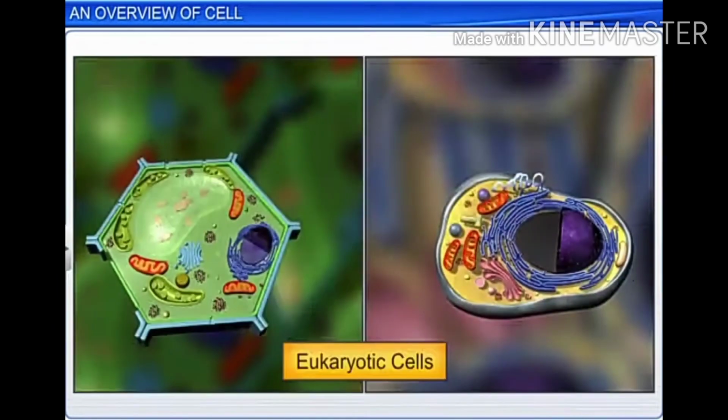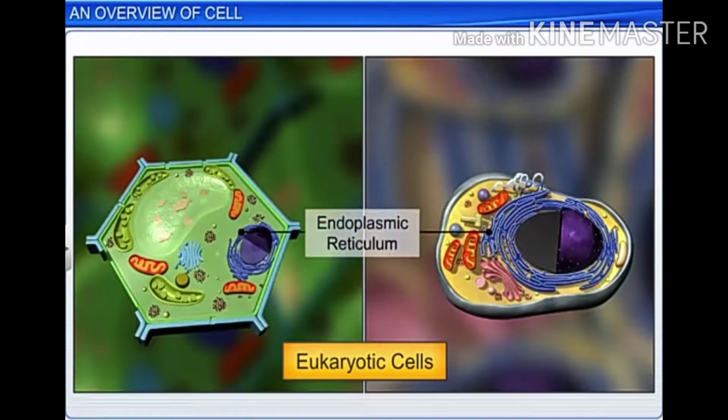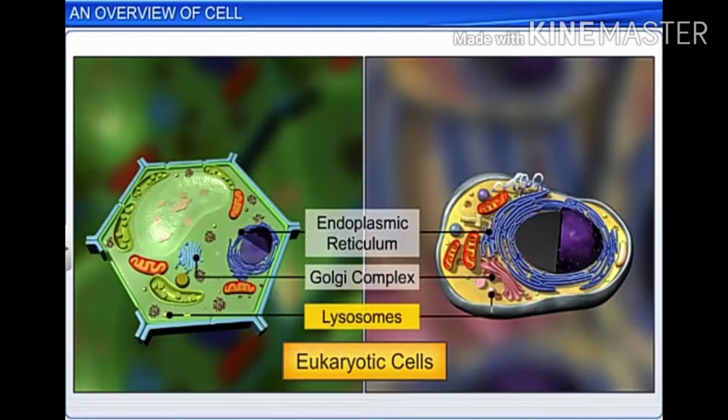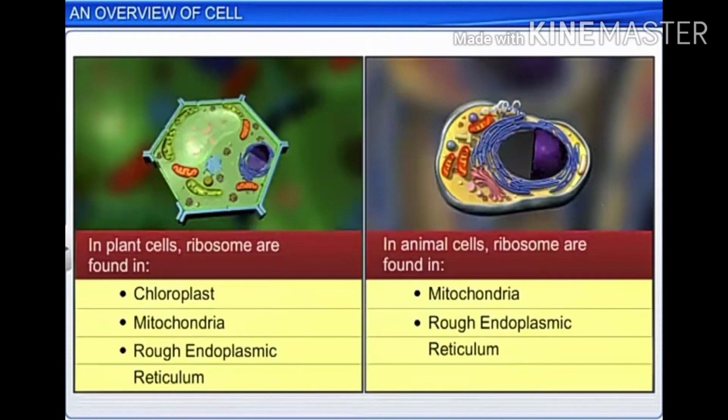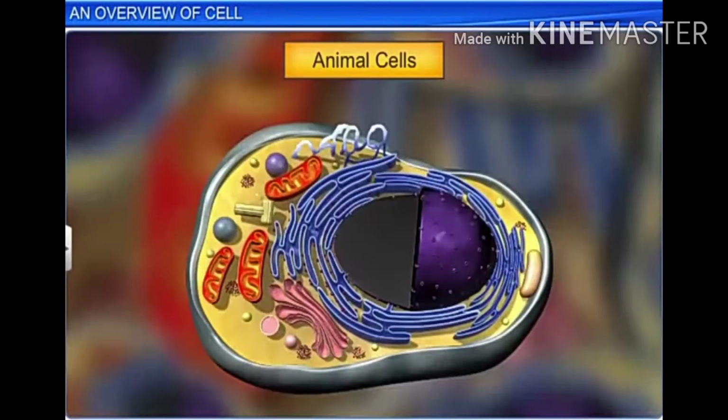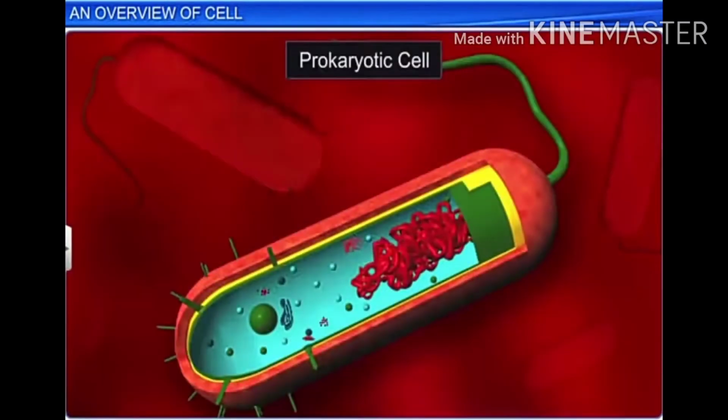In eukaryotic cells, we find membrane-bound organelles such as the endoplasmic reticulum, the Golgi complex, lysosomes, mitochondria, microbodies and vacuoles, as well as non-membrane-bound organelles such as ribosomes. Interestingly, ribosomes are also found in chloroplasts of plant cells as well as the mitochondria and rough endoplasmic reticulum of both plants and animals. Moreover, animal cells possess another non-membrane bound organelle called the centriole, which aids in cell division. The cytoplasm of prokaryotic cells, on the other hand, lacks membrane-bound organelles but contains ribosomes and fragments of extra-chromosomal DNA called plasmids.